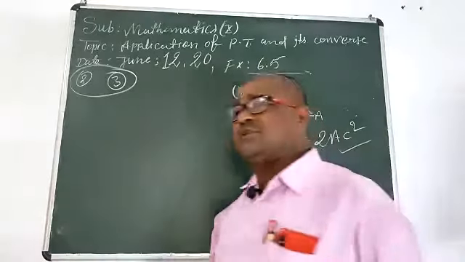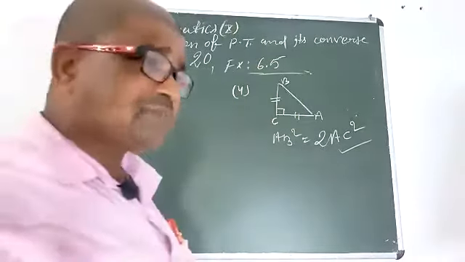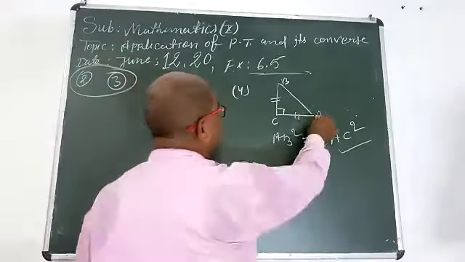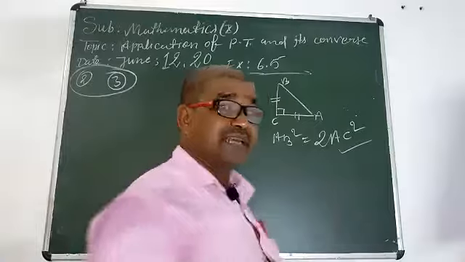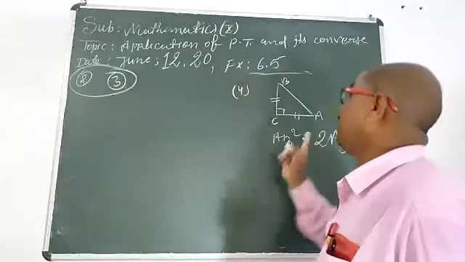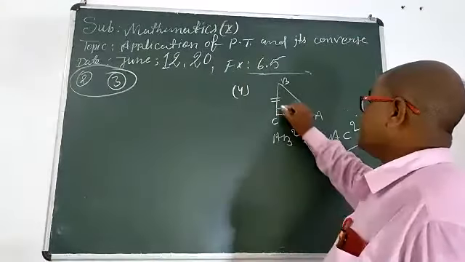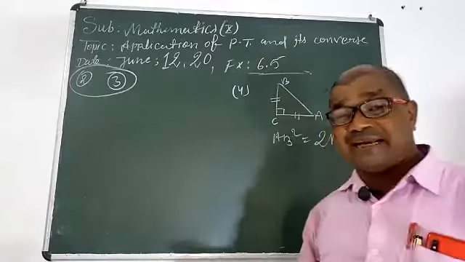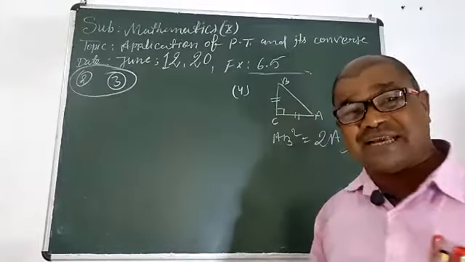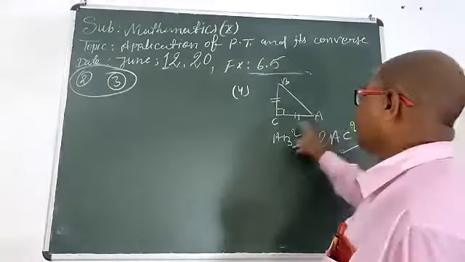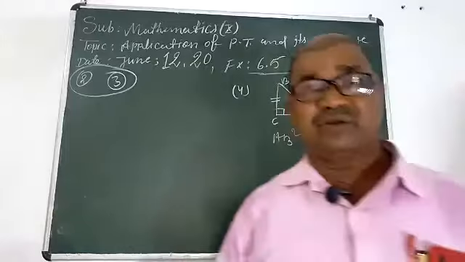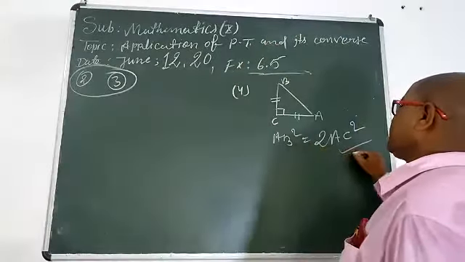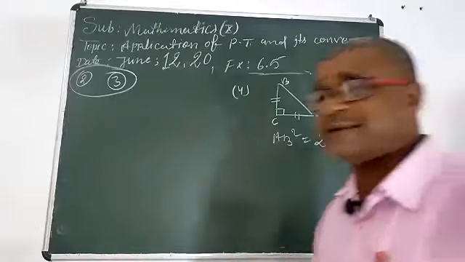Because the triangle is isosceles, what is its meaning? Its meaning is AC equal to BC according to this diagram. Angle C is a right angle. Triangle ABC is a right-angled triangle at C, but it is also isosceles. That means AC equals BC. Understood? You want to prove AB square equal to 2AC square.